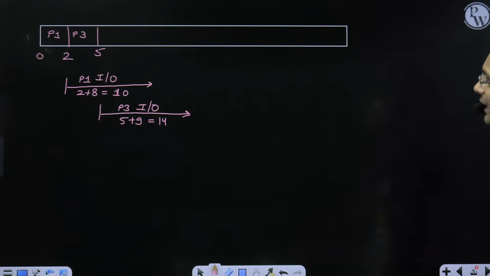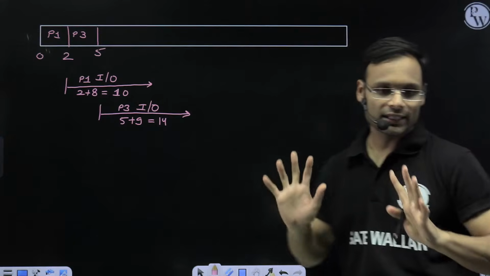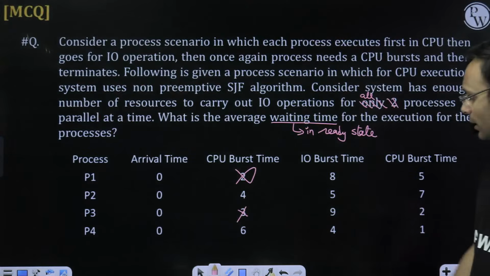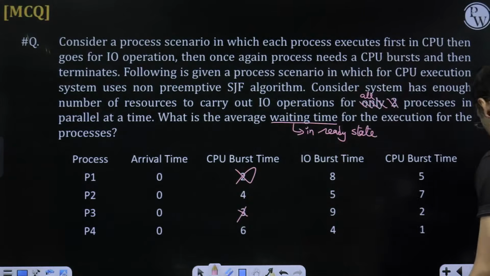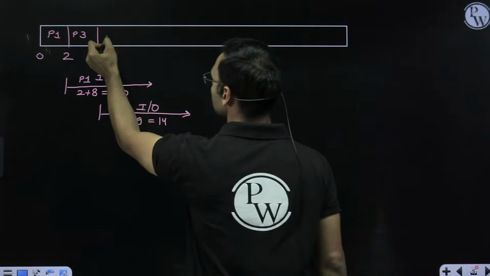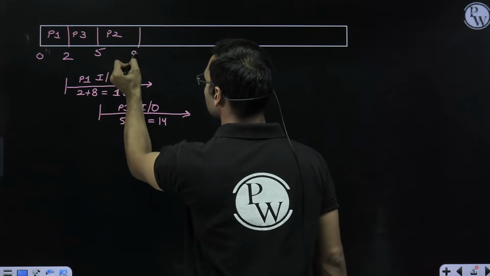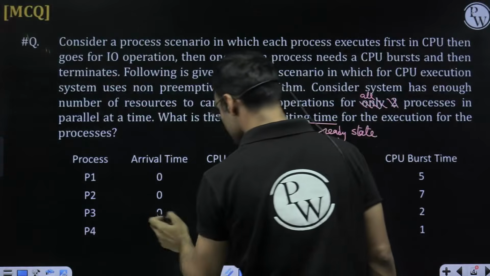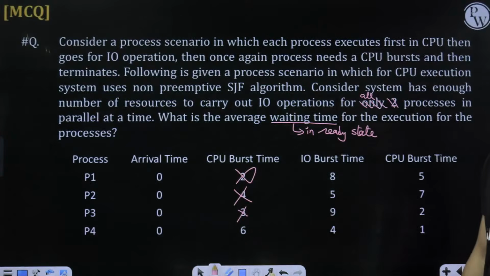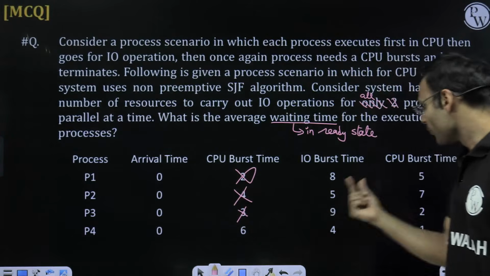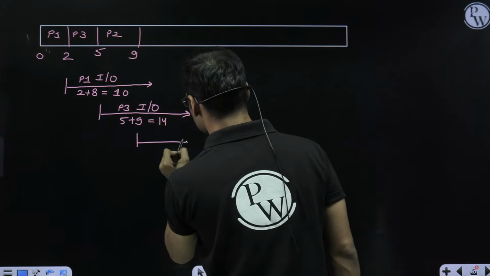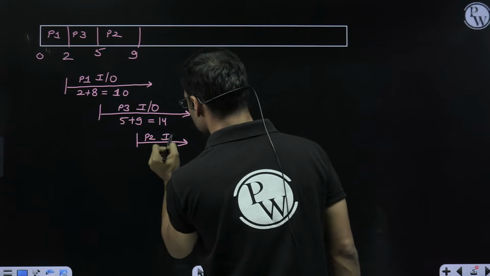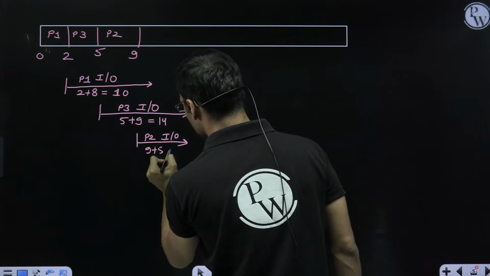Now until 10 time units, P1 is not coming. Until 14 time units, P3 is not coming into the ready state. Now further, which process is the smallest one? P2 is the smallest one. We can choose P2 next, till 9 time units. P2 done. Yes, P2 done. Next, P2 will go for IO operation for 5 time units. So 9 plus 5, P2 will be in IO till 14.